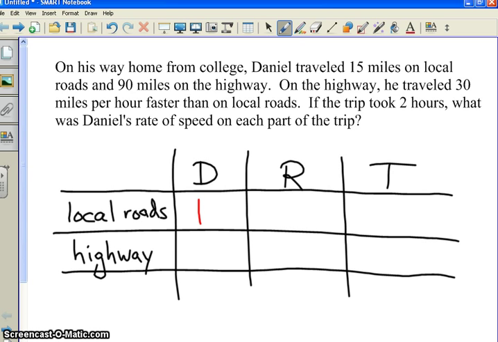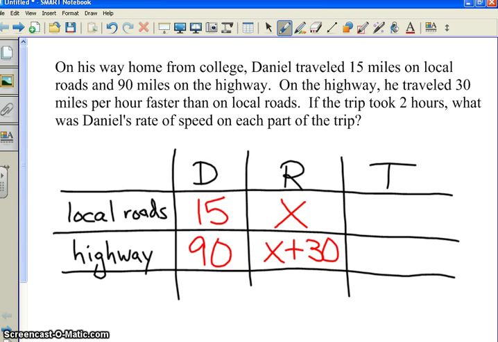We've got 15 miles on local roads, 90 miles on the highway. On the highway, he traveled 30 miles per hour faster than on local roads. So if I say he traveled some amount of speed x on the local roads, on the highway, he's going to be 30 miles per hour faster than that, or x plus 30.